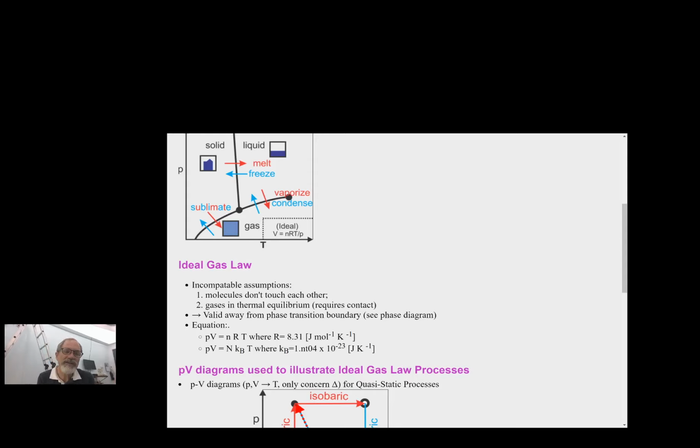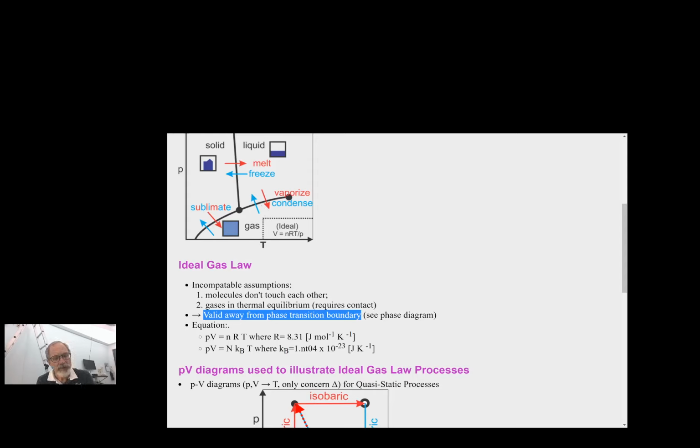But surprisingly, even though there are two incompatible assumptions, it works. The ideal gas law works. Where does it work? Away from the phase transition boundary. You can see there's no transition boundary anywhere near this ideal gas law. It's quite a ways away.